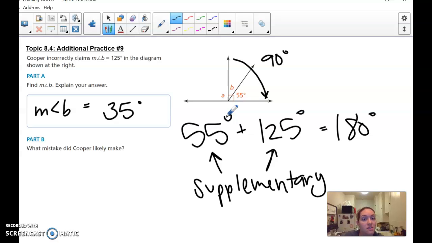But we were looking to figure out what you needed to add to 55 degrees in order to get 90 degrees. So angle B and 55 degrees are complementary, not supplementary.